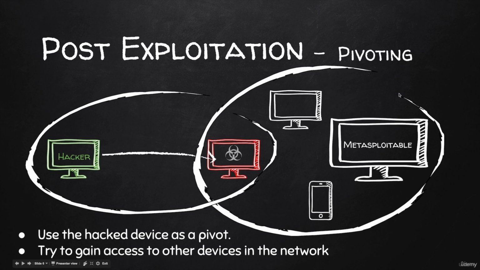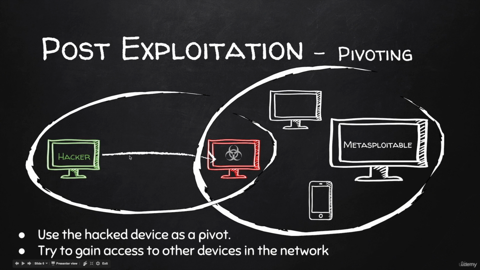So we can see that this big network has 4 devices. It has the Metasploitable device, it has an iPhone, another device, and the Windows device which we hacked. And we can see that it's in red. And the hacker exists in this smaller network, and there's only two devices. There is the hacker and the red device, the Windows 10 device, which we hacked.